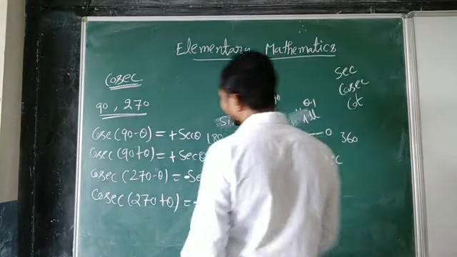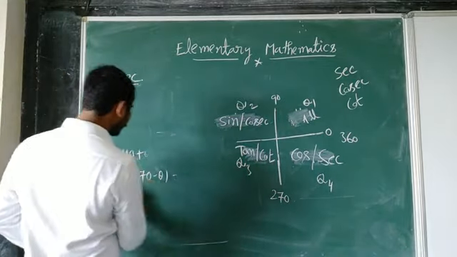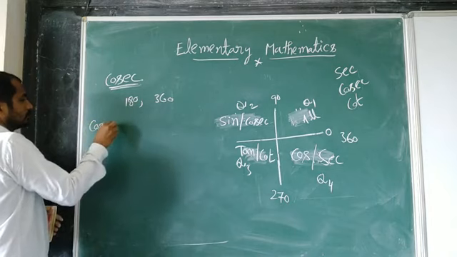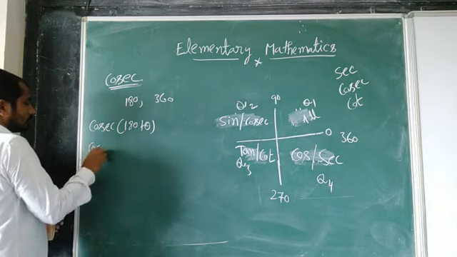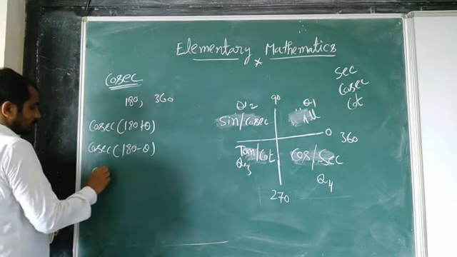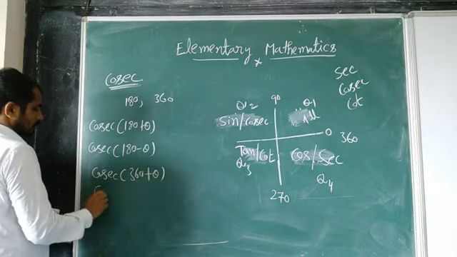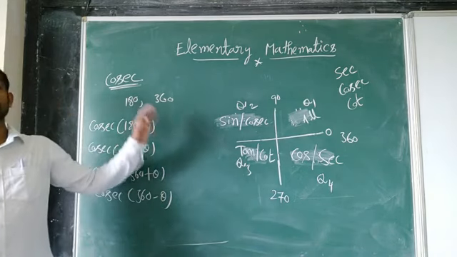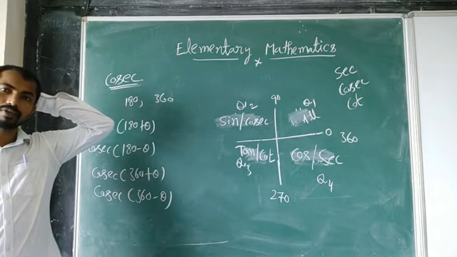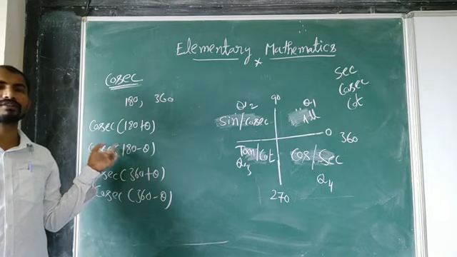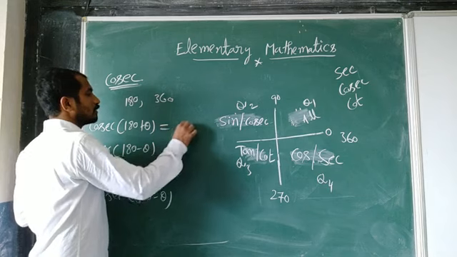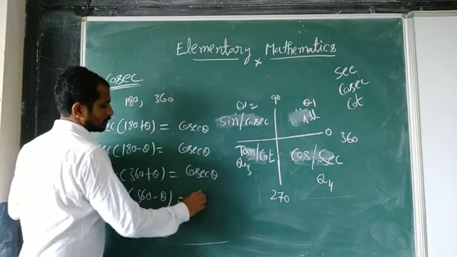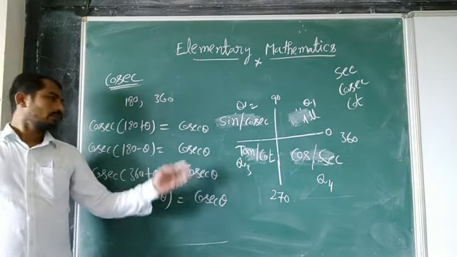Clear? Now look at 180 and 360. What is the cosec function for angles 180 and 360? Cosec(180 plus theta), cosec(180 minus theta), cosec(360 plus theta), cosec(360 minus theta). For 180 and 360, what will the base function be? The answer will also come in terms of cosec only. Directly, everyone's answer is cosec theta, this also cosec theta, and cosec theta.